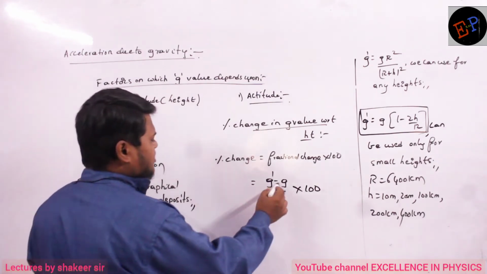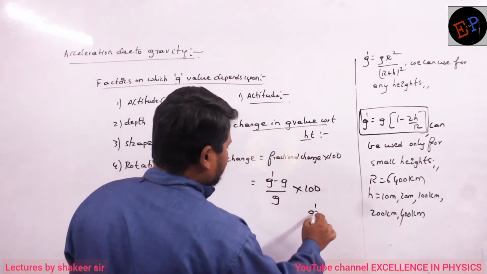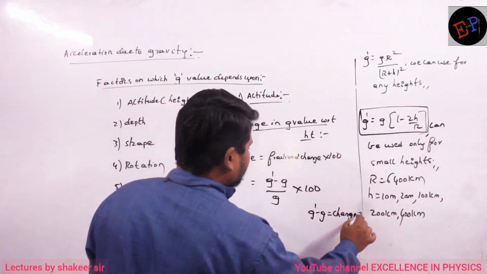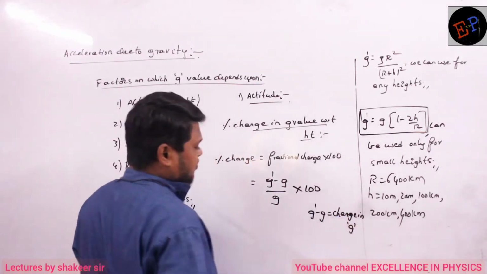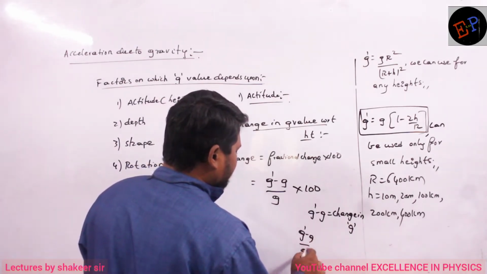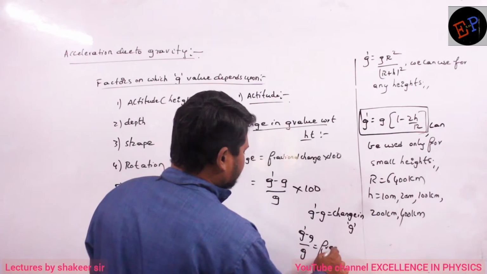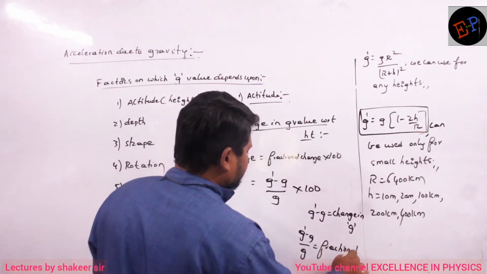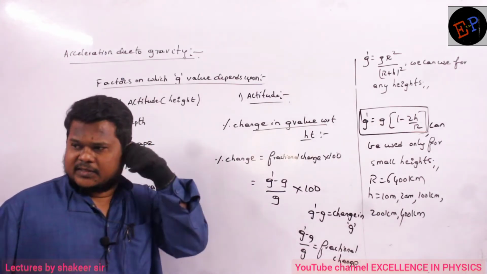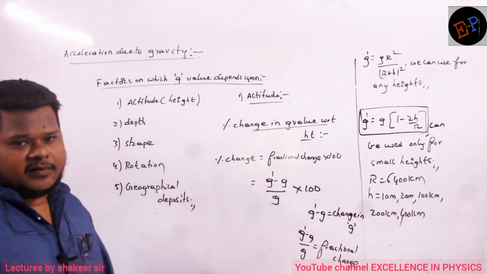So, G dash minus G is called what? Change. Change in G. G dash minus G by G is called what? Fraction, or fractional change. See, my change I always have to compare with the original value, no? So, G dash minus G by G multiplied by 100.